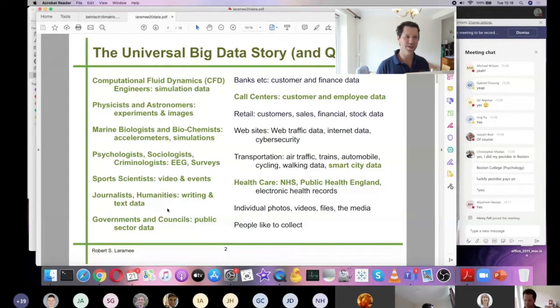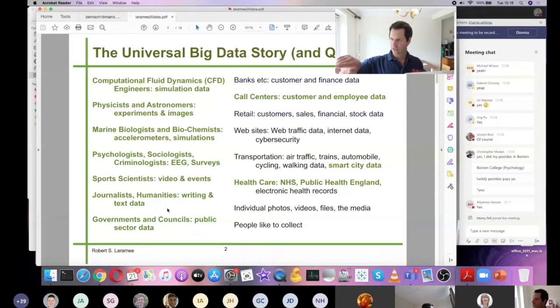Particularly relevant right now is healthcare data, right? The NHS is collecting lots and lots of healthcare data right now. Public Health England is collecting lots and lots of healthcare data. And these are all stored in electronic health records.